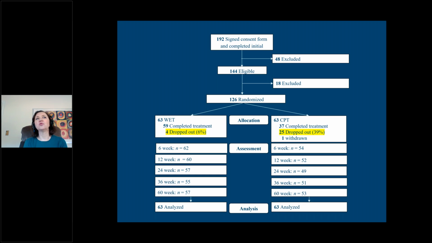And this is the protocol version that includes written accounts. We randomly assigned 126 people evenly to those two treatment conditions. And you can see dropout for written exposure was 6%. It was 25 people in total, 39% in CPT. But of those 25 people, 19 had dropped out by session 5. So that's a more fair comparison to written exposure therapy.